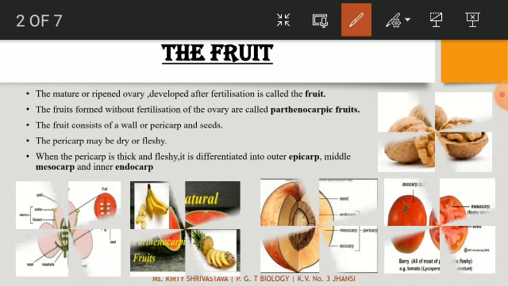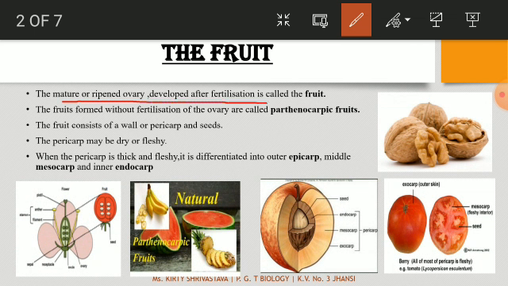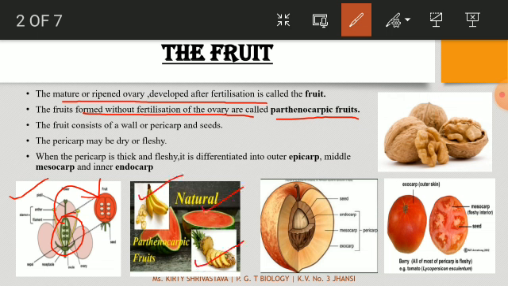The fruit is a mature or a ripened ovary developed after fertilization. This can be well understood by means of the figure given below, which depicts how an immature ovary after fertilization converts itself into a fruit. There are some fruits which are formed without fertilization of the ovary. Such fruits are called parthenocarpic fruits. Such fruits do not possess seeds. Examples of such parthenocarpic fruits are banana, watermelon, and pineapple.